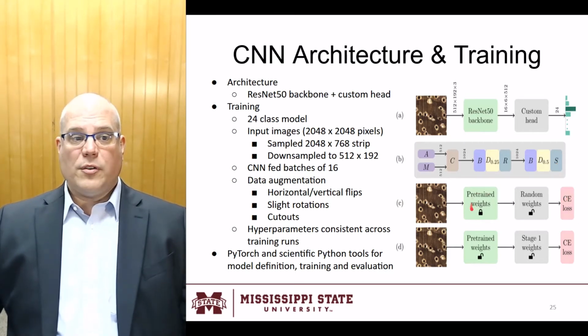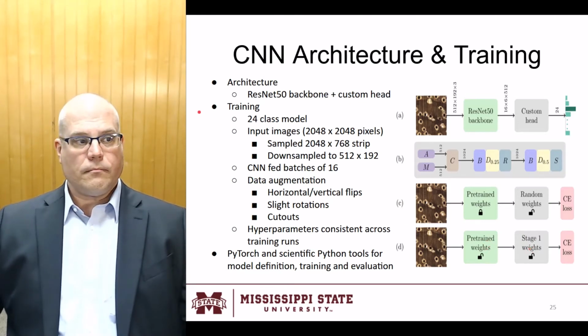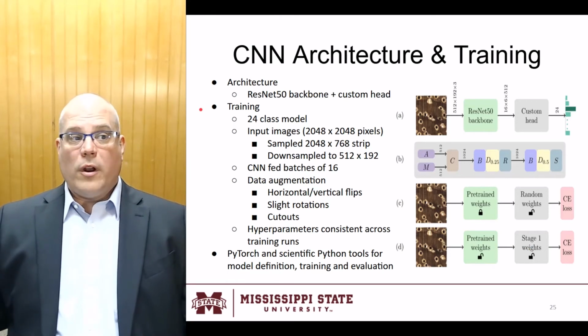We kept the pre-trained weights in the backbone frozen. We set the weights in the custom head initially as random, and then we adjusted through training. In the second stage of training, we allowed fine-tuning across both the ResNet 50 backbone weights and the custom head weights. For training, we had a 24 class model.